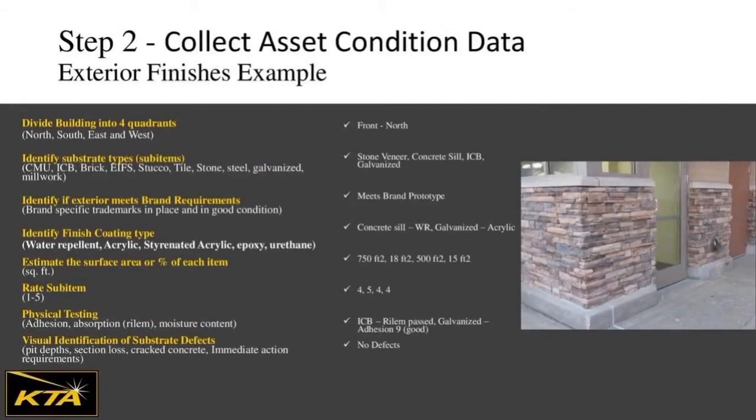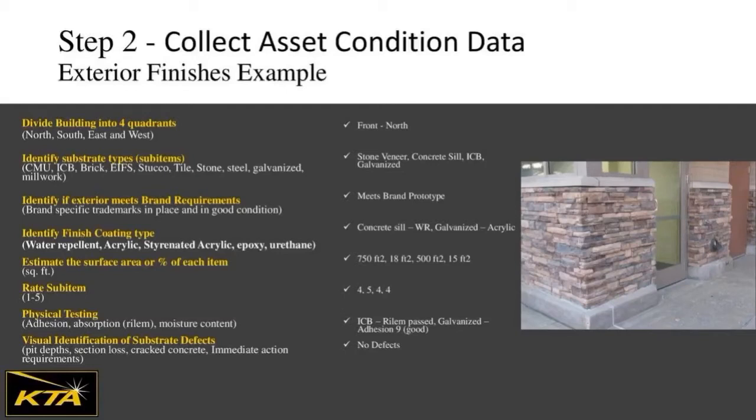So collecting the asset condition data, we've got a few examples in this slide and the next couple. An exterior finishes example. In this slide, we see a picture of an exterior facade. We would typically divide the building up into 4 quadrants. This one picture happens to be on the north. Then we identify the sub-items. In this example, we've got some stone veneer, concrete seal, and ICB, and some galvanized.